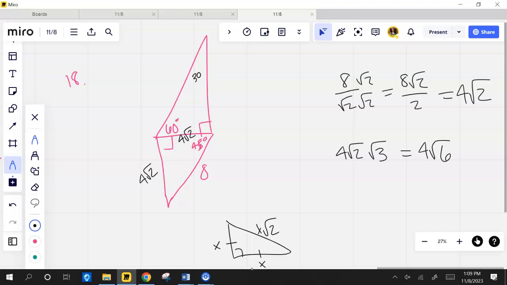4 square root of 6. Now to get to the hypotenuse, I need to make my way back to the short leg and double it, right? So 4 root 2 doubled.